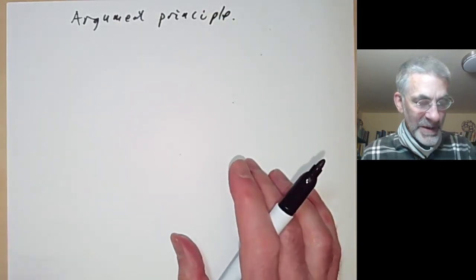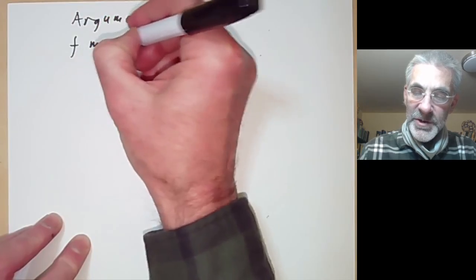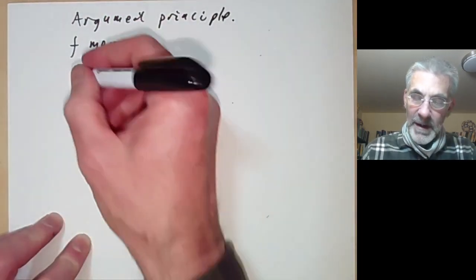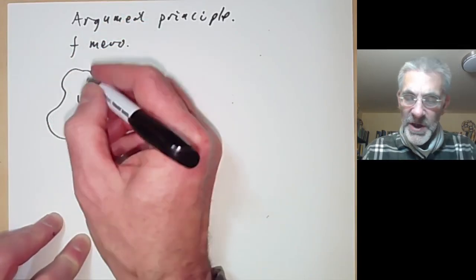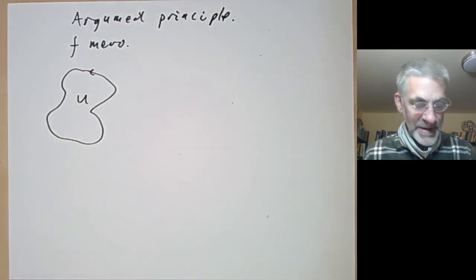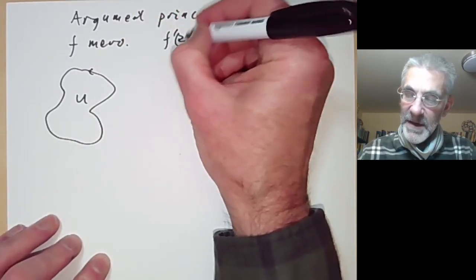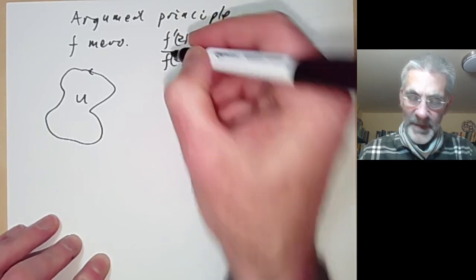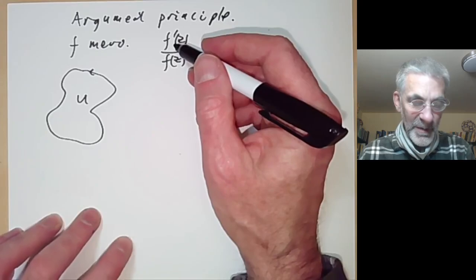So the argument principle states the following. Suppose f is some meromorphic function. And it's going to be meromorphic in some region u, and we want to know how many zeros and poles it has in u. And what we do is we look at the function f prime of z over f of z, which looks like a sort of funny function to consider. I'll explain where this comes from in a moment.